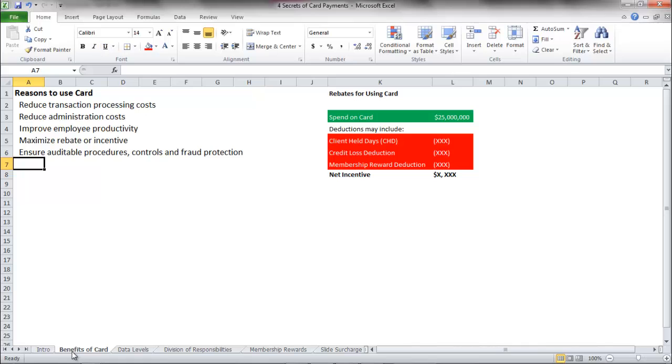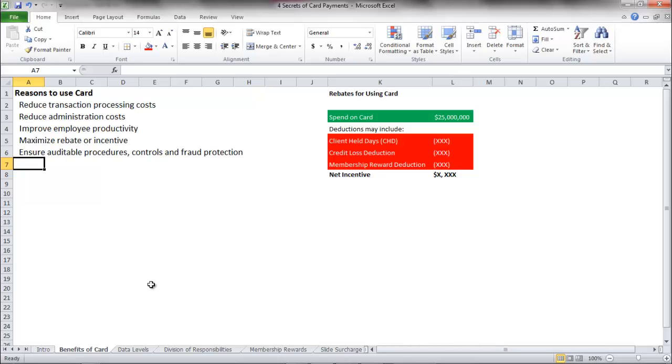Let's talk about the benefits of using a meeting card or a P card for paying your meetings and events. They will reduce your transaction processing cost, your administrative cost. They'll improve your employee productivity, maximize your rebate or incentive, which is really important to many organizations, and it will ensure auditable procedures, controls, and fraud protection.